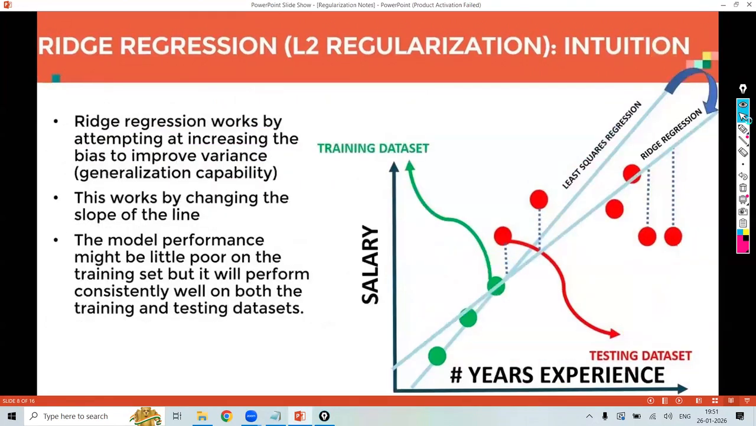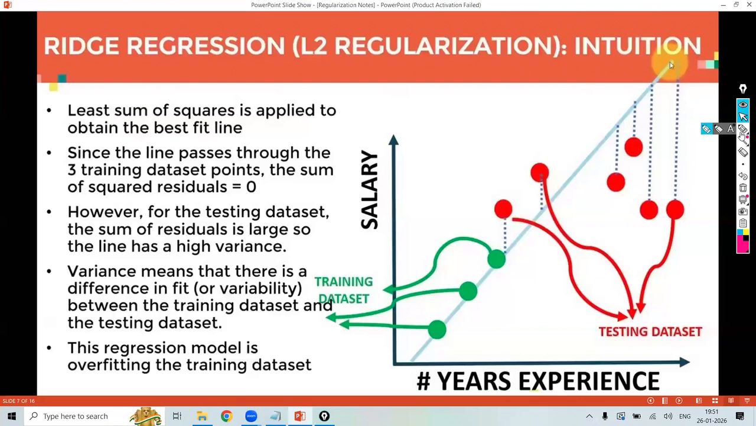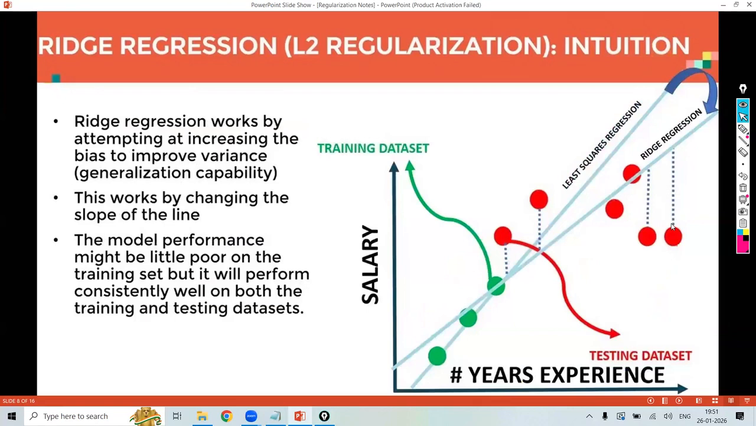Now, how to overcome this overfitting problem? See, I am slightly changing the slope. The slope was changed slightly. Earlier some beta 1 value was there for this line. Now this beta 1 I am slightly changing. When I slightly change the beta 1 value, what happens? Here, train error was added. Earlier it was 0. See, ridge regression works by attempting to increase the bias.